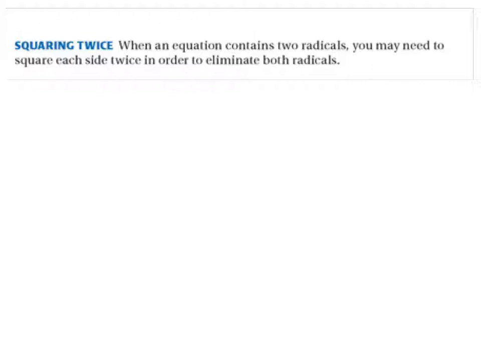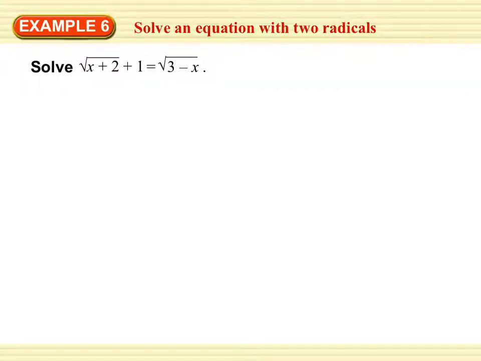Another type of problem, squaring twice. When an equation contains two radicals, you may need to square each side twice in order to eliminate both radicals. That's okay. Okay, we'll get it. This is probably our hardest problem, so I hope you haven't given up. Because I can't isolate the radicals, I'm going to have to square something twice. So I'll go slow. I need you to follow along and take some notes.